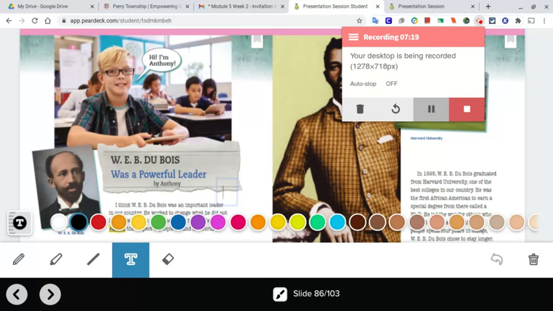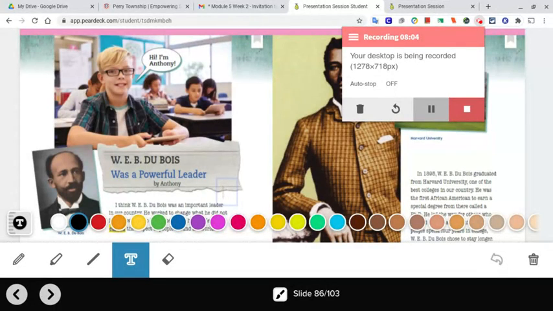Okay, so this says W.E.B. Du Bois was a powerful leader. I think W.E.B. Du Bois was an important leader in our country. He worked to change what he did not like. He wanted to help others, and he did it. He also earned the respect of people around the world. In 1895, W.E.B. Du Bois graduated from Harvard University, one of the best colleges in our country. He was the first African American to earn a special degree from there called a PhD.